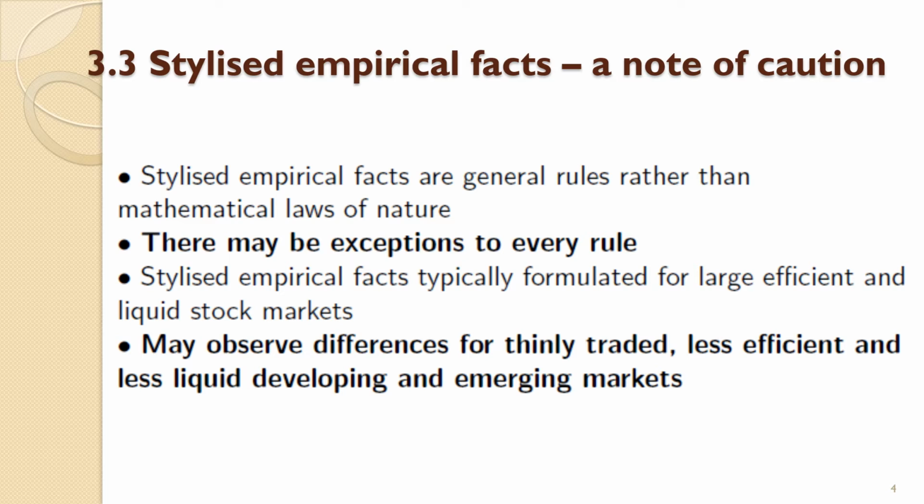Now, alongside this, you therefore may observe some differences for thinly traded, less efficient and less liquid developing and emerging markets. The example that we've covered previously in my teaching was when we're looking at data from the Chinese stock market. It's also possible that these observations might equally well apply to non-traditional asset classes like cryptocurrencies. So it'd be quite a nice topic to set for a dissertation.